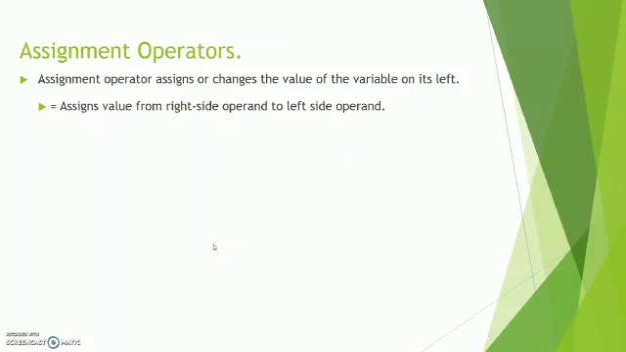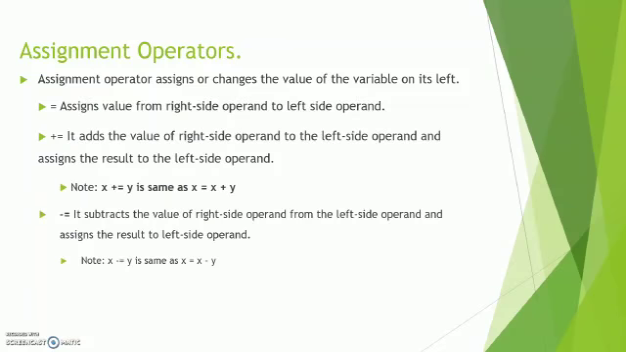Now again, if we have, for example, 2 plus 3 is equal to 5, the value of the left side is changing and we get the result on the right side. We do not change the right side, we are only changing the left side because we are performing the operations on the left side. Now look at this, plus equal to. It adds the value of the right side operand to the left side operand and assigns the result to the left side operand.